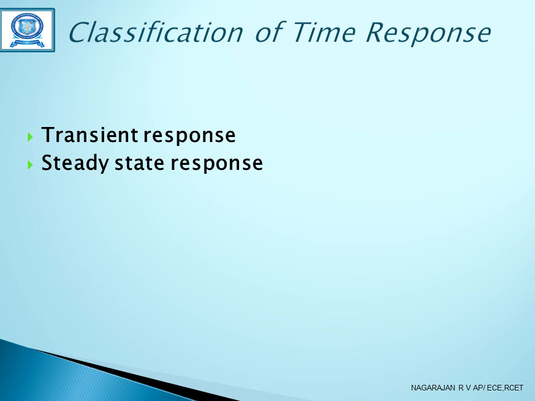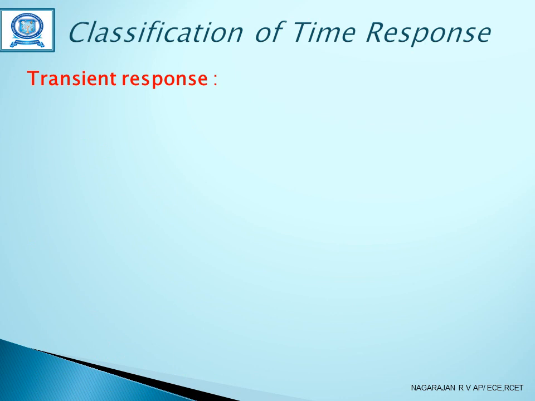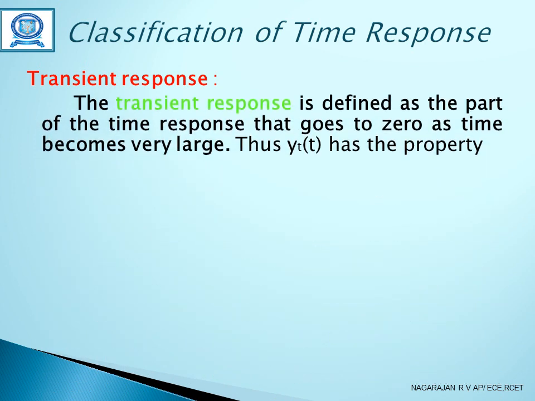So the time response can be classified into two: the transient response and the steady state response. Now we will see the transient response. Transient response is defined as the part of the time response that goes to zero as time becomes very large. It can be represented as y transient of t equal to 0 when time goes to a very large value.